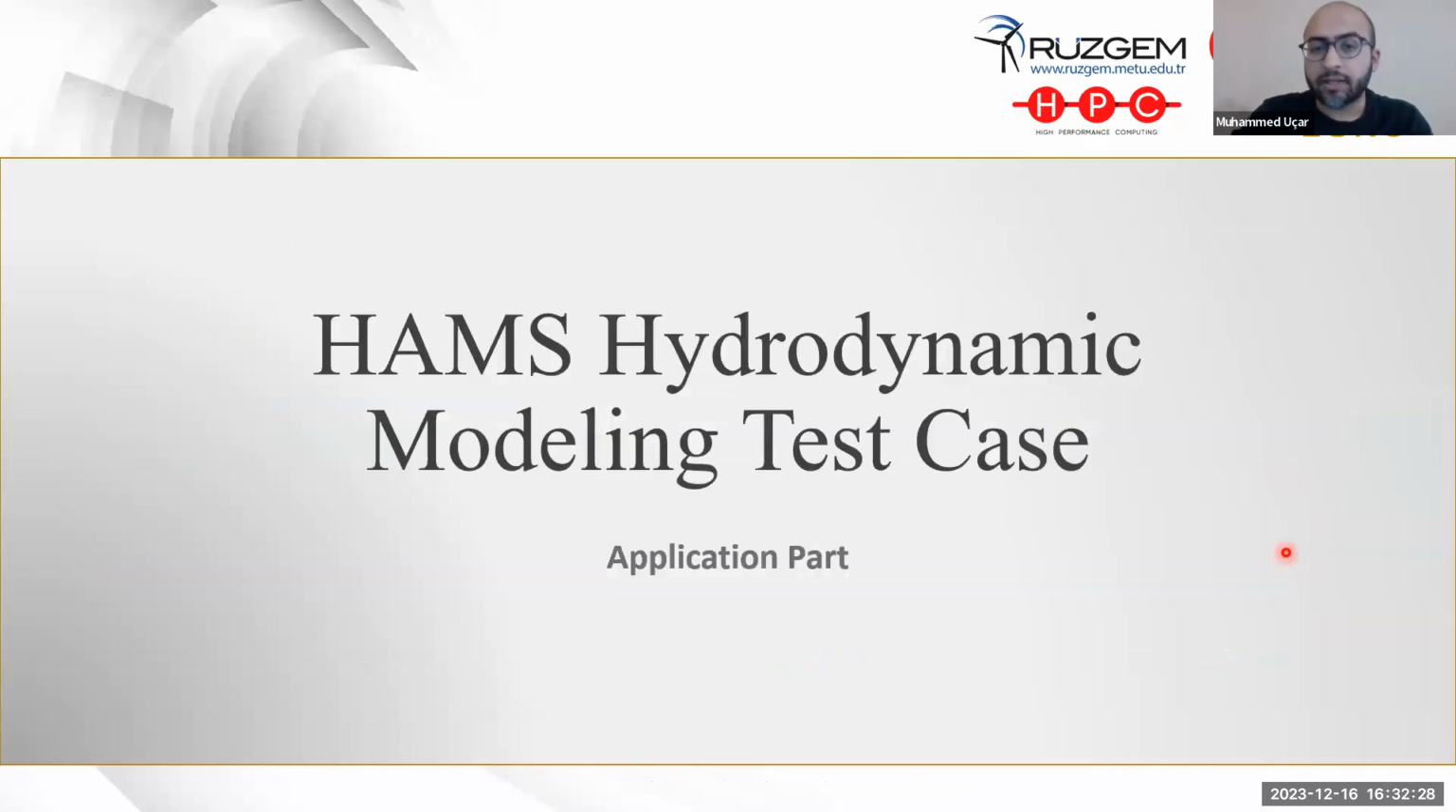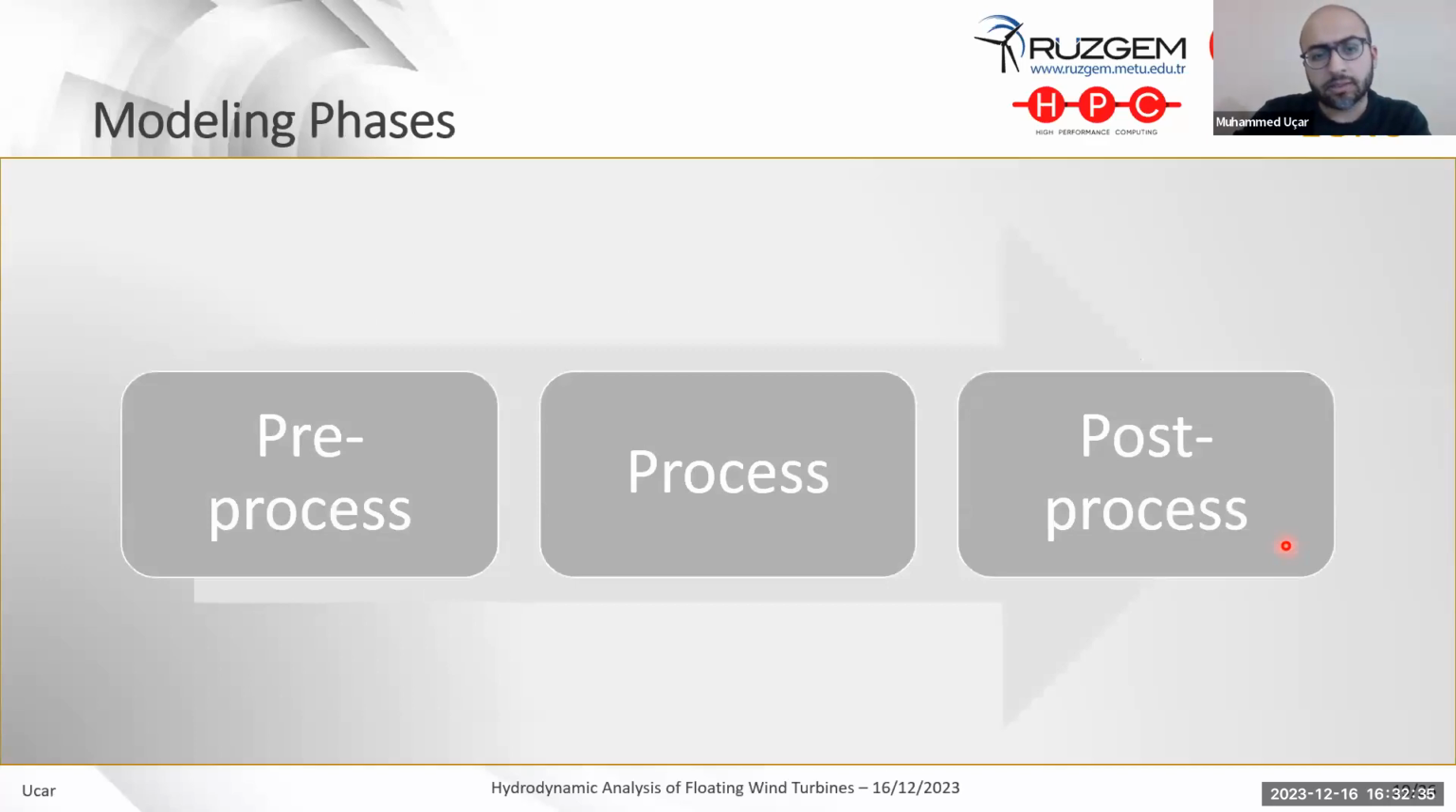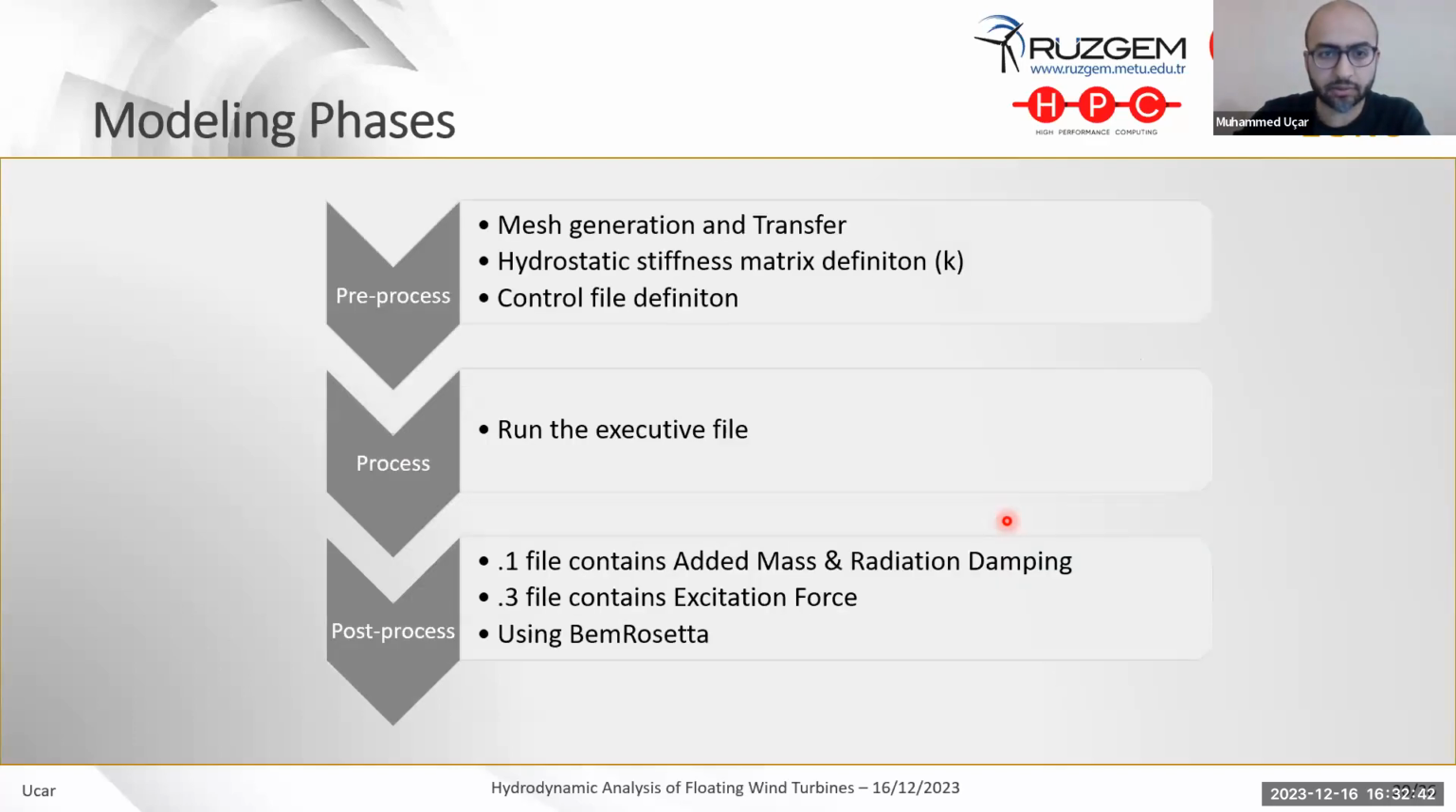And now we are at the application phase using HAMS. These modeling phases consist of 3 steps: the pre-process, process, and post-process. Naturally, in the pre-process, we generate the mesh and transfer it to the HAMS form. We are transferring the mesh because it's originally in Wamit's form, and we are providing the hydrostatic stiffness matrix.